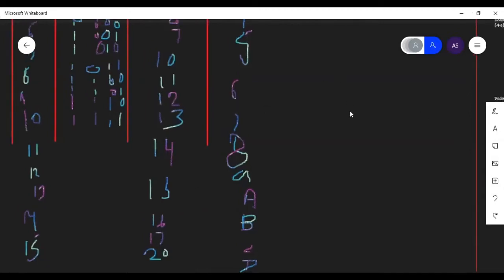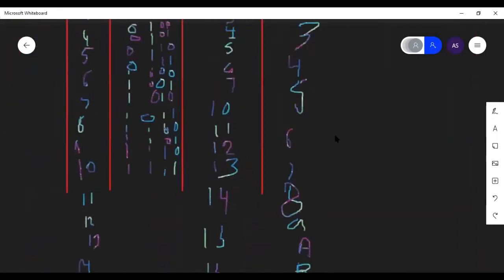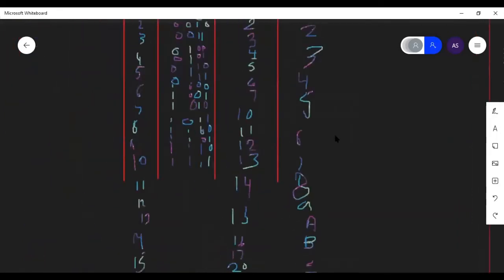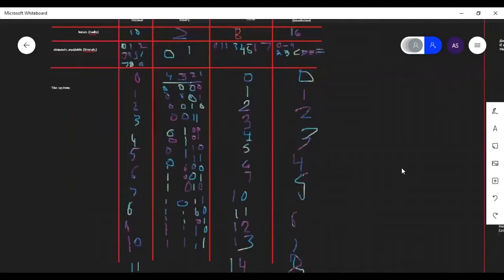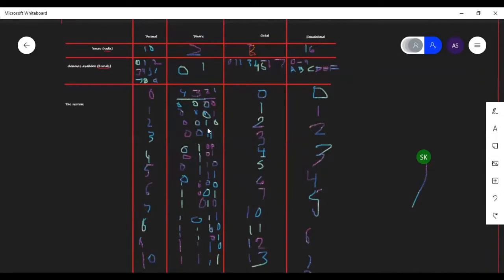So this is how the four number systems we're going to talk about today work. Now we're going to discuss methods through which you can convert between one another. For example, you want to know what is 0110. How will I know what that is in decimal? What is that in octal?